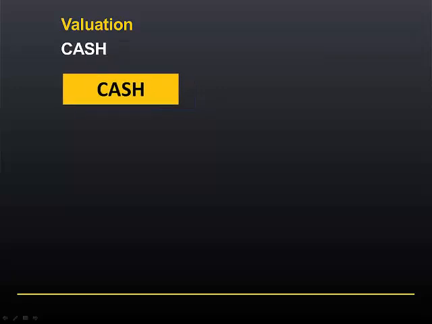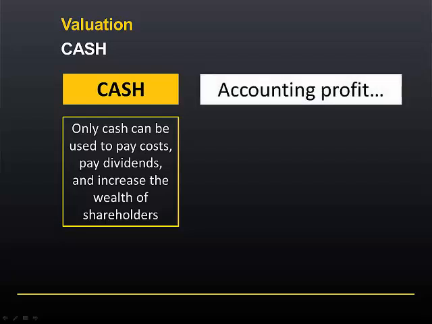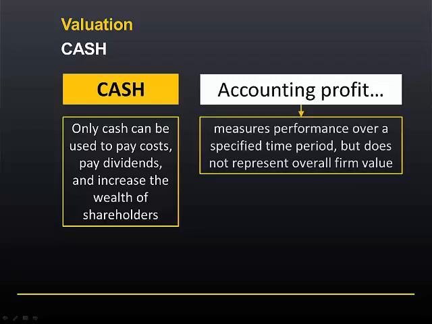The reason that cash is a critical factor is that only cash has value. Only cash can be used to buy things, to pay a firm's expenses, to pay dividends to shareholders, and ultimately to achieve the goal of corporate finance, to increase the wealth of shareholders. We can highlight the importance of cash by comparing it with a similar but different concept: accounting profit. Accounting profit is the difference between revenue and expenses over a specified time period, and therefore is designed to measure the performance of the firm over that period.